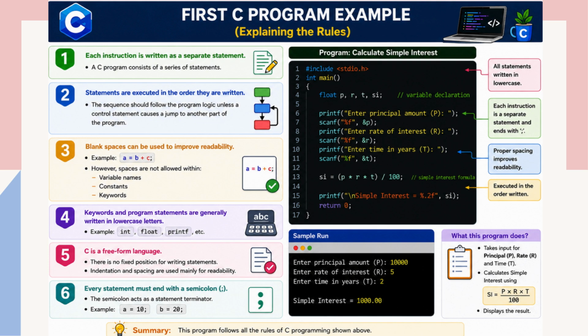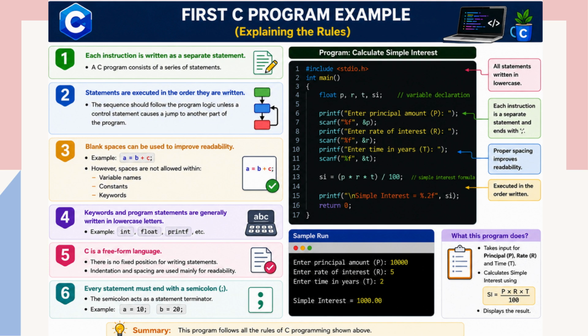On the right, we have a program that calculates simple interest. As shown at the bottom right, it takes user input for principal, rate, and time, calculates the simple interest using the formula, and displays the result. Let's connect rules to code. See the top right line, int main. All statements are written in lowercase.